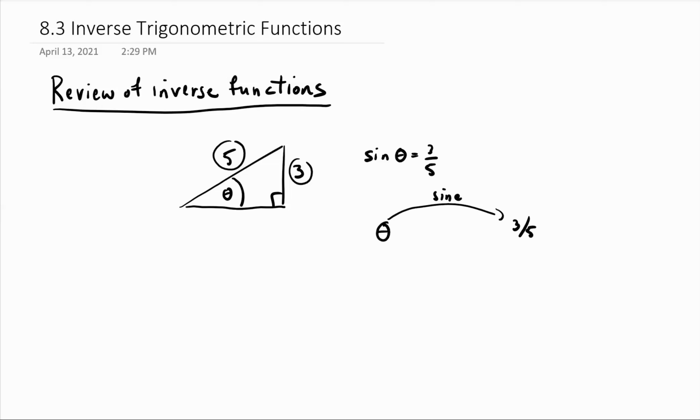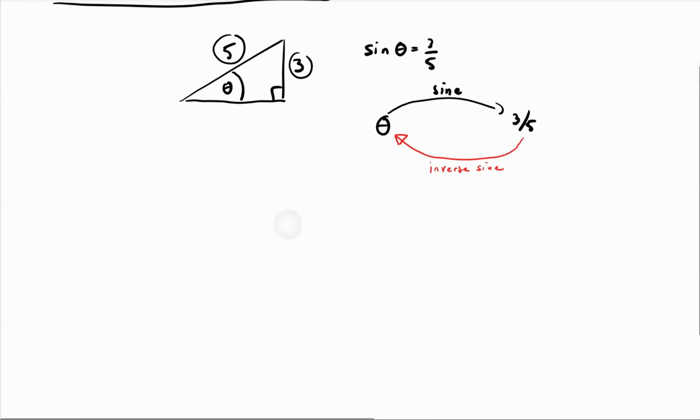But what we're given is not theta here, it's actually the 3/5, the output. So what we'd like to do is know what input gives me an output of 3/5. So we'd like to reverse the process, and to reverse the process, to associate 3/5 to theta, we'd like to consider what's called the inverse sine function. We're not ready yet to define that inverse sine function, but we're going to get there. And to get there, I want us to review some properties of inverse functions and what they are.